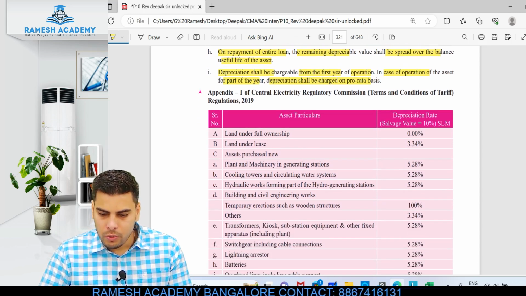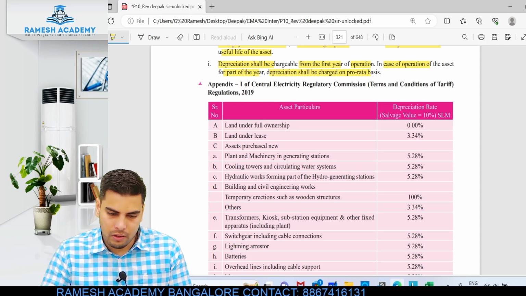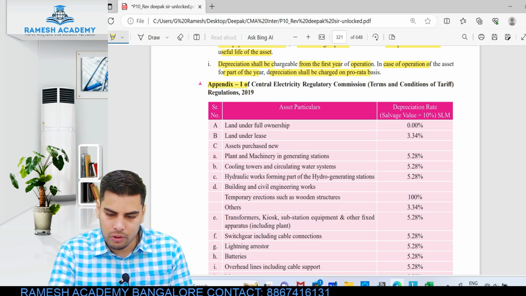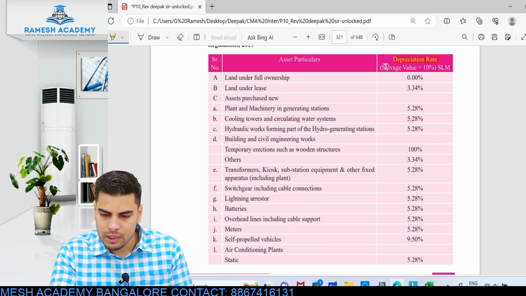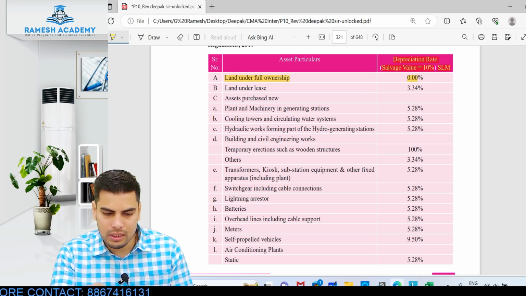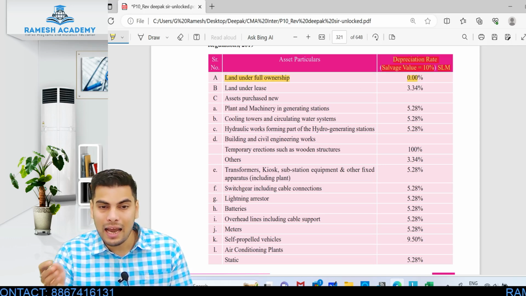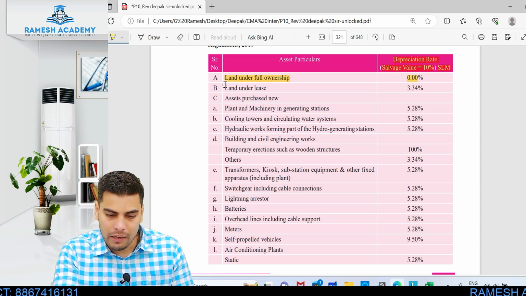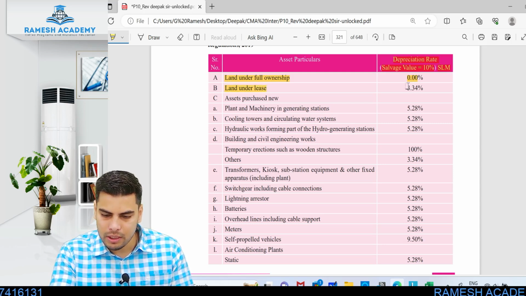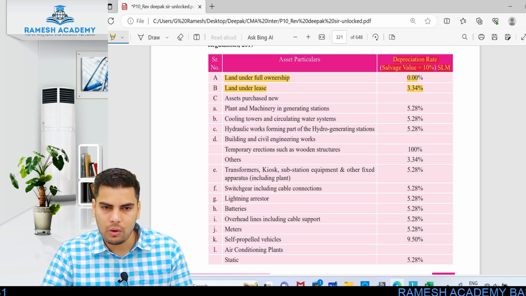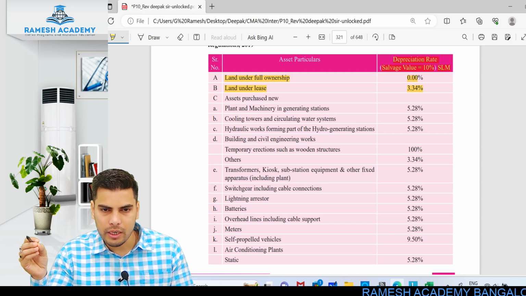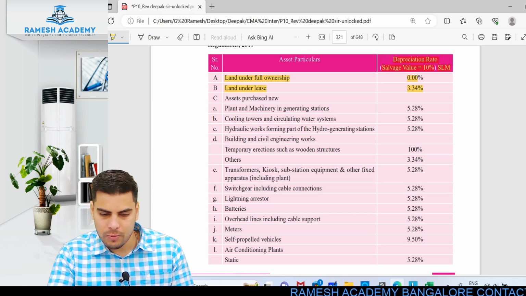All right. So here are the rates of depreciation which have been given. This is Appendix 1 which we are talking about. Look at these rates. Salvage value will be 10%, and the method we'll be using is the straight line method. For land under full ownership, as we already discussed, it is 0% depreciation, that is land other than lease. Land which is under lease, yes, we'll be charging depreciation, that would be 3.34%. So land into 90%, because 10% will be the salvage value, into this particular rate.